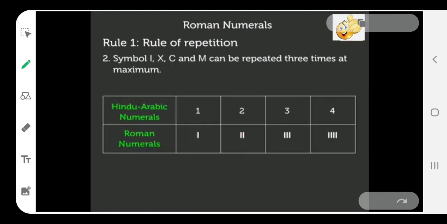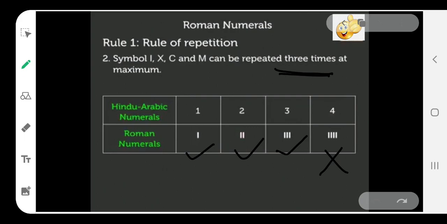Now the second rule under this rule of repetition only: symbols I, X, C and M can be repeated 3 times at maximum. That means maximum you can repeat that symbol 3 times, not more than 3 times. See the example here. If the Hindu Arabic numeral is 1, for Roman numeral we will write 1 time I, then 2 times I, then for 3 we can write 3 times I. But for 4 we cannot write 4 times I. This is wrong.